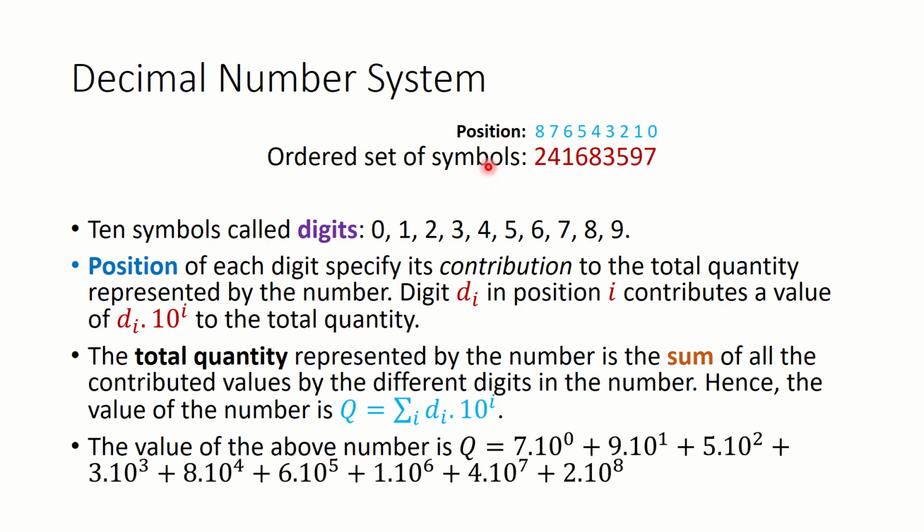So, here what is that pre-designated manner in which the symbols are placed? That pre-designated manner is these positions. So, each symbol occupies a particular position in this ordered set, and these positions are pre-designated.